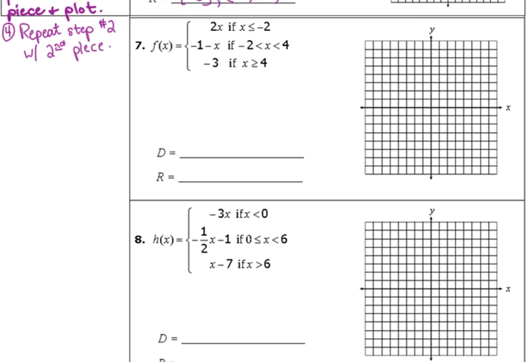So let's start with the very first piece. Plug in -2. 2 times -2 is -4. So we've got the point -2, -4. It was equal to, so we put a point there at -2, -4. Pick a number less than -2. Why not go with -3? So 2 times -3 is -6. So -3, -6 is another point. So I've got 2 points, I can draw my line to the left.